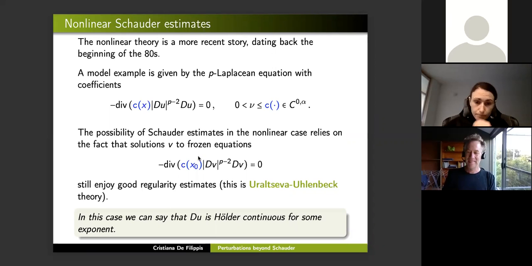In any case, solutions to the frozen equation have gradient that is Hölder continuous. Moreover, homogeneous reference estimates are available. Again, using the Hölder continuity of the coefficient, it is possible to measure the distance in average between those two functions. Then, matching comparison estimates and homogeneous reference estimates, it is possible to iterate and prove again Hölder continuity for the gradient.